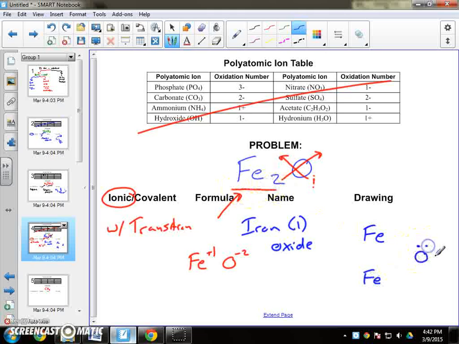And each oxygen has 6 valence electrons. Each iron we looked at has 1 valence electron. We just told you that when we found the oxidation number. So each iron gives a valence electron to oxygen.